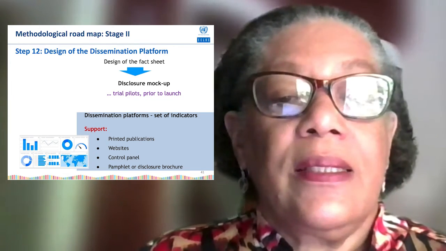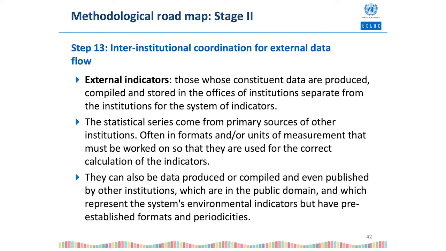Step 13 is the interinstitutional coordination for external data flow. So external indicators are those whose constituent data are produced, compiled, and stored in offices of institutions that are separate from the institutions that create the system of indicators. So these external data sources are statistical series that come from primary data capture sources of other institutions.